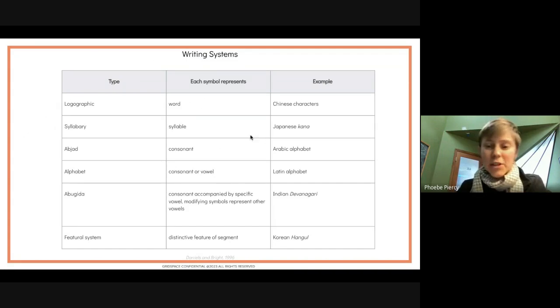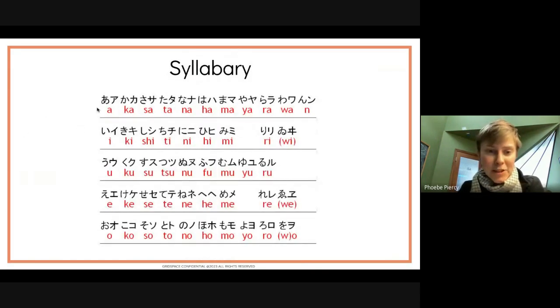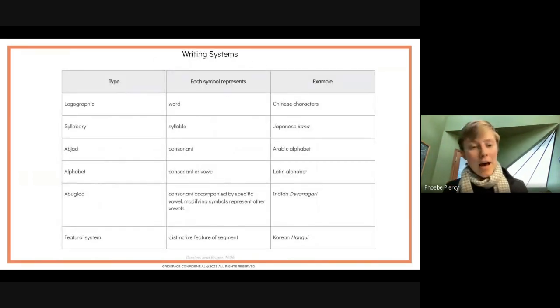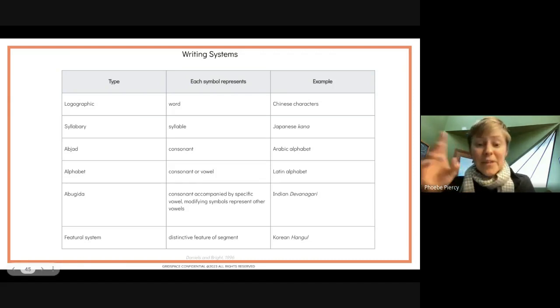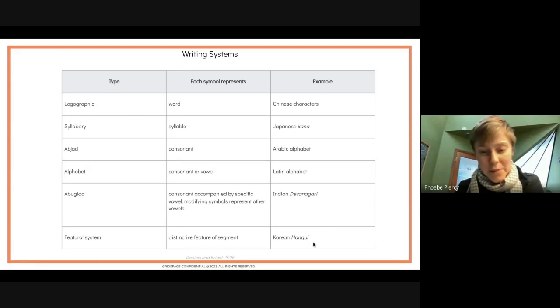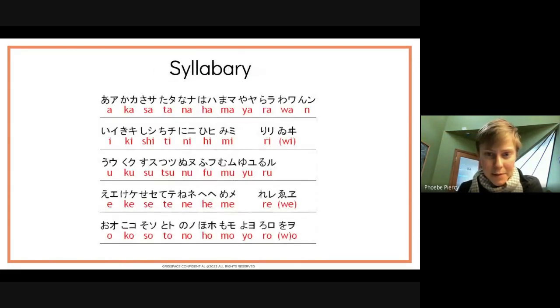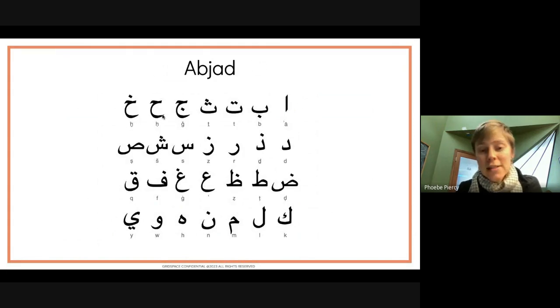You have languages like Japanese that are more syllabary, so each syllable is encoded. Abjad is Arabic, where they mostly write the consonants, and then you fill in the blanks of the vowel sounds. Alphabetic languages like the Latin alphabet are almost like a phonetic piece-for-piece map of how you pronounce the word. Abugida is more Indian languages, where each symbol is a consonant plus a vowel, and you get modifiers with that. And then there are also writing systems that build up features. Korean Hangul is a very famous example of this, and I'll show you some of that in a bit.